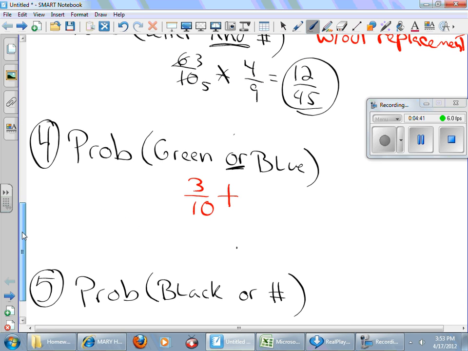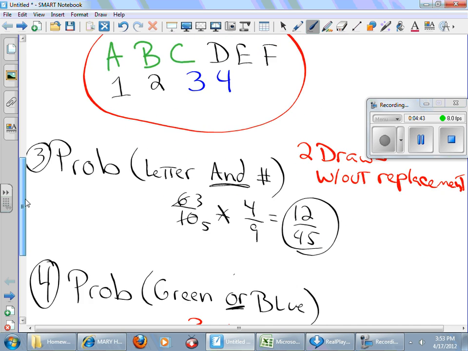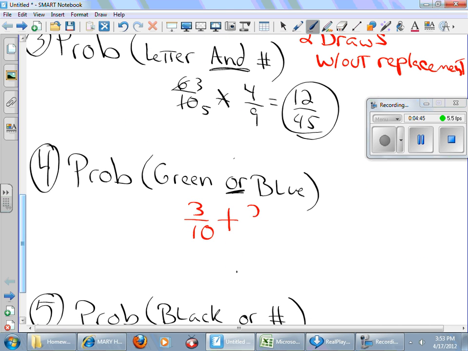The probability of a blue is 2 out of 10. Why isn't it 2 out of 9? Because I'm only drawing one time. How do I know? Because it's an OR. All right, I'm not going to simplify my fraction. I'm going to add together 3 and 2 and get 5/10, and this fraction I will simplify, and it should happen 1 out of every 2 times.